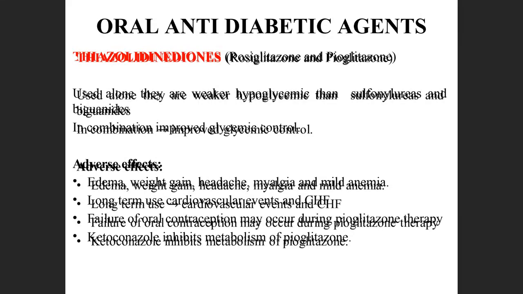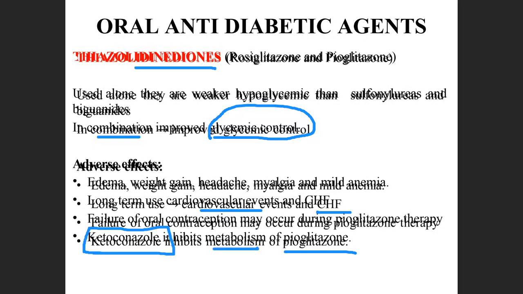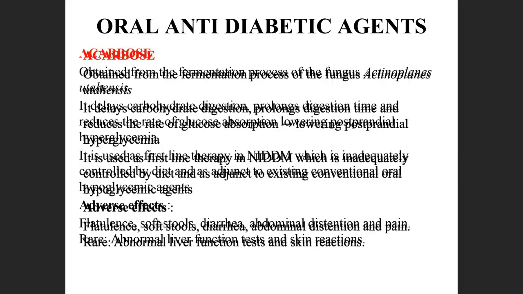The next agents are the thiazolidinediones. In this we have rosiglitazone and pioglitazone. Now these are slightly weaker anti-diabetic drugs, especially when they are used alone. But when they are used in combination, they give improved glycemic control. Adverse effects seen are weight gain, anemia, edema, other cardiovascular problems, and congestive heart failure. Now there is a drug interaction with pioglitazone. The antifungal medication ketoconazole inhibits the metabolism of pioglitazone, and failure of oral contraception will also be seen when a person is on pioglitazone therapy.